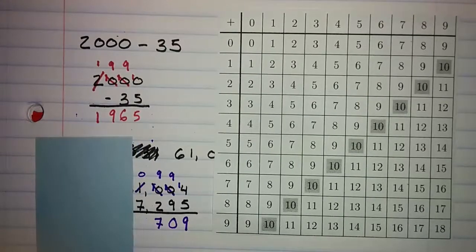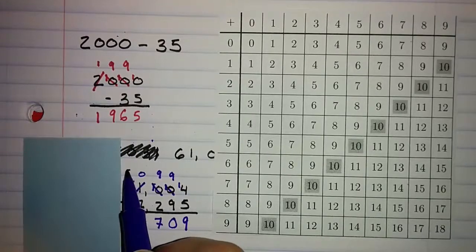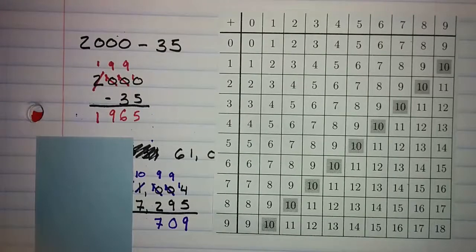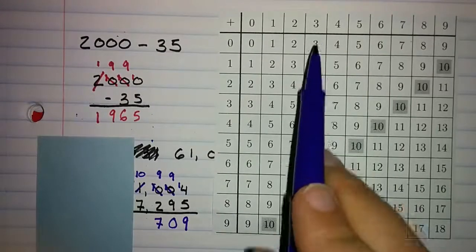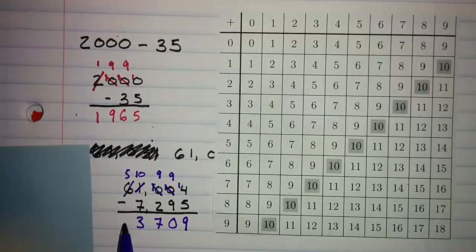0 minus 7. Uh-oh, we can't do this. Does that mean we made a mistake? No, we just got to borrow again. We go to the next place. We break up a 10,000. And now we have 10 more thousands. 10 minus 7 is 3. 5 minus nothing is 5. And that's our answer.